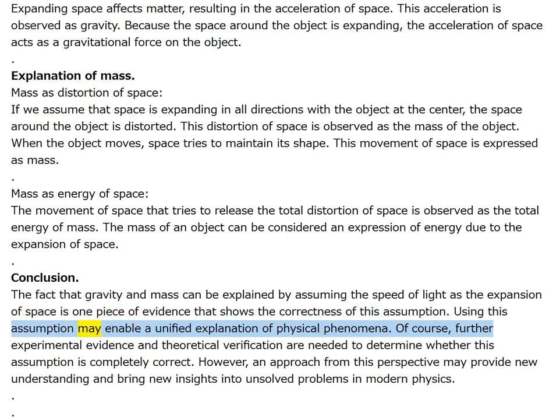Using this assumption may enable a unified explanation of physical phenomena. Of course, further experimental evidence and theoretical verification are needed to determine whether this assumption is completely correct. However, an approach from this perspective may provide new understanding and bring new insights into unsolved problems in modern physics.